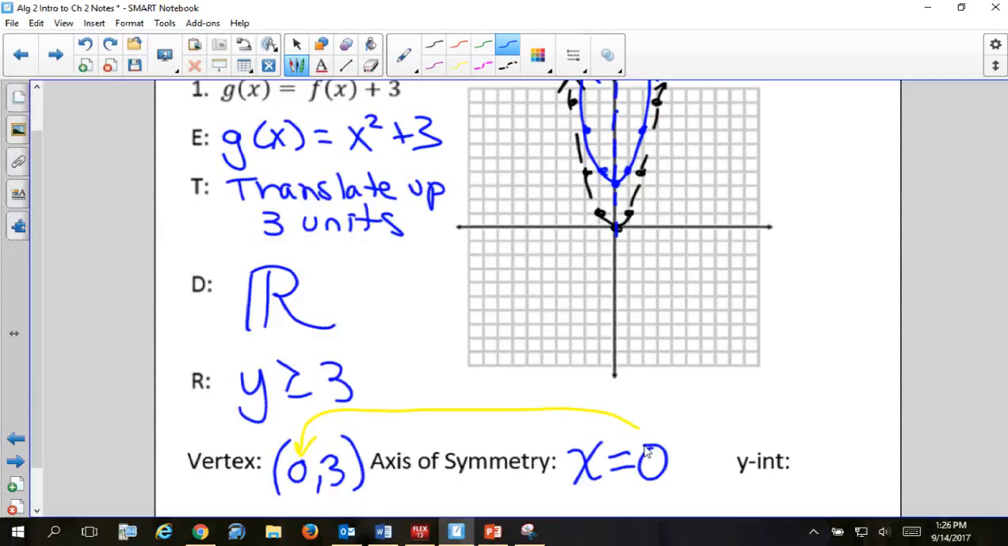And on the y-intercept, where does the graph pass through the y-axis? At what ordered pair? 0, 3. Before I do another one, is there something I need to explain further up here? Is there any questions you have on this first example?